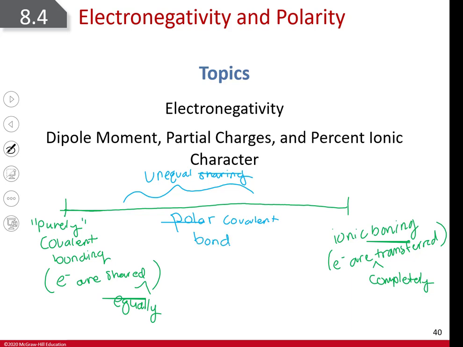A polar covalent bond is where the electrons are unequally shared. So they're a little bit transferred, not completely like an ionic bond, but a little bit transferred. They hang out more on one side than the other. That is a polar covalent bond. So the classic example of that would be HF.